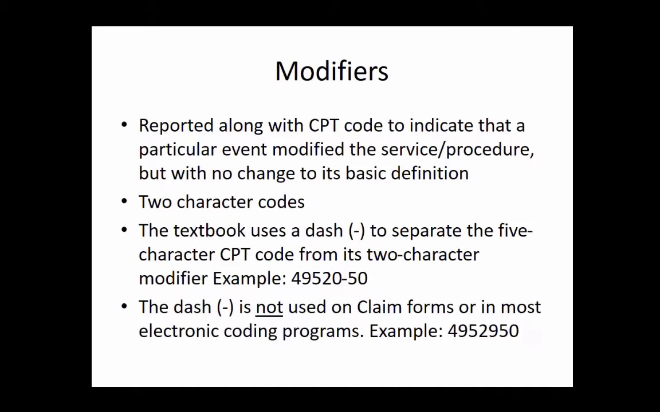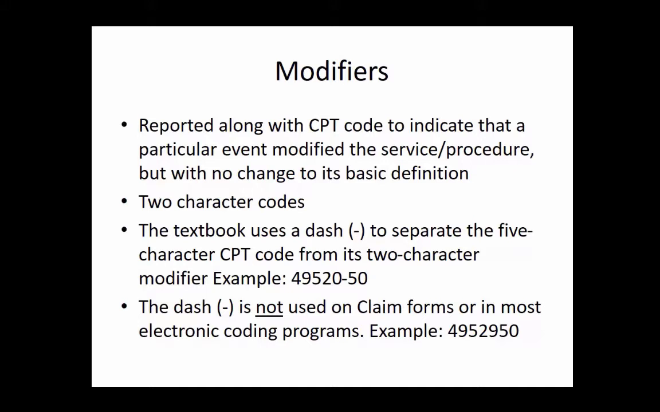Modifiers are reported along with the CPT code to indicate that something has happened that modifies the service or procedure but does not change its basic definition. They are 2-character codes. When you hear lectures about them or read about them in the textbook, you're going to see a dash that separates the 5-character CPT code from the 2-character modifier, such as the example there, 49520-50. The dash is not used when you're filing a claim or in most electronic coding programs.